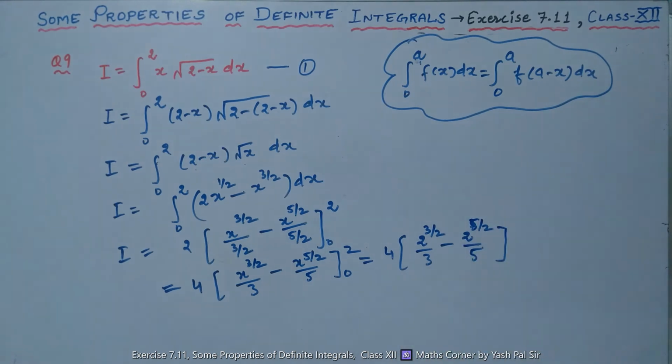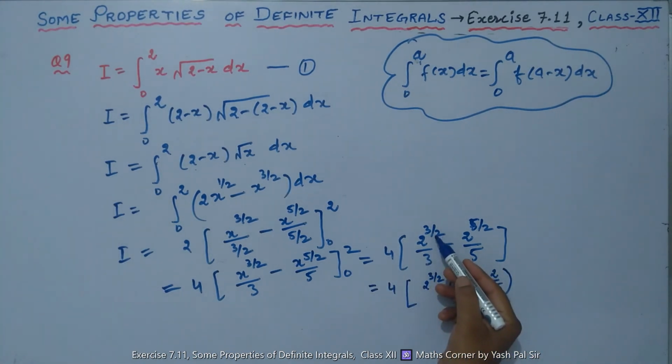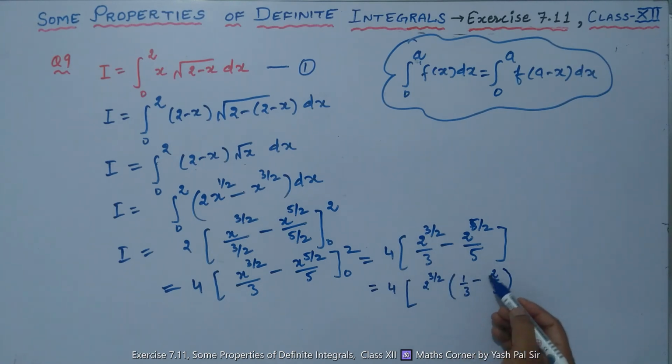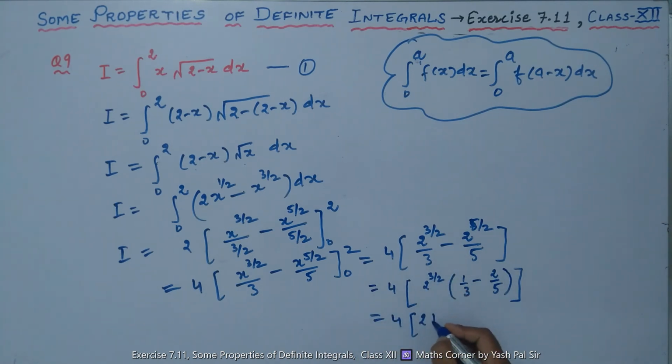So here this is the final answer of this question. Here we can take 2 raised to power 3 upon 2 common, we are left with 1 upon 3 minus 2 upon 5. So that means 4 into, this means 2 into square root 2 inside the bracket 5 minus 6, that becomes minus 1 upon 15. So finally 4 into 2, 8, this way.